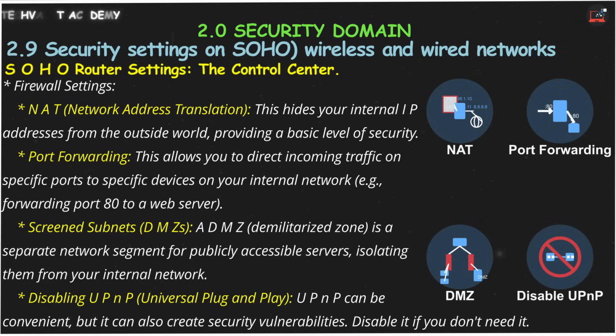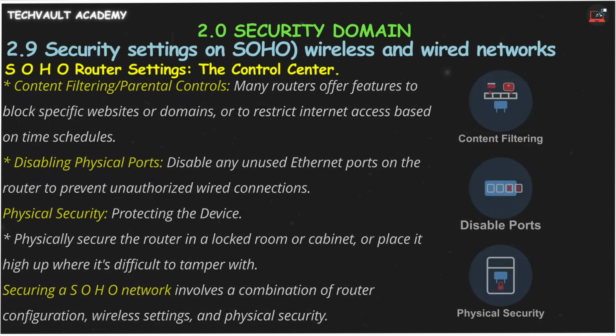Disabling UPnP, Universal Plug and Play. UPnP can be convenient, but it can also create security vulnerabilities. Disable it if you don't need it. Content filtering, parental controls. Many routers offer features to block specific websites or domains, or to restrict internet access based on time schedules. Disabling physical ports. Disable any unused Ethernet ports on the router to prevent unauthorized wired connections.